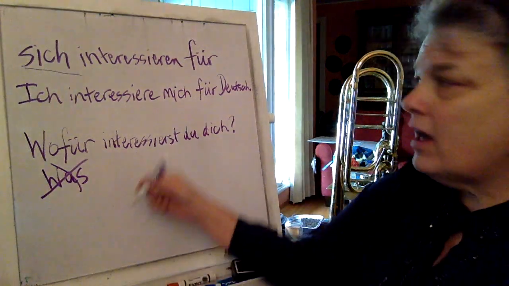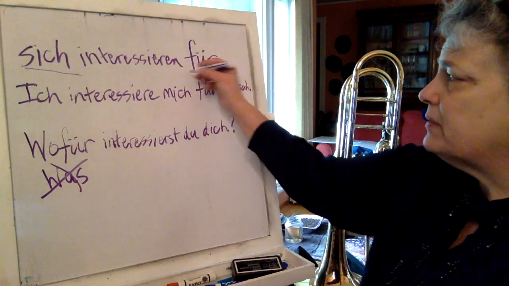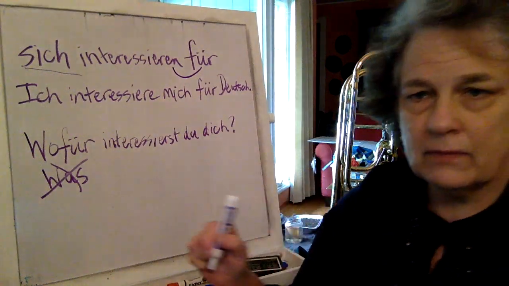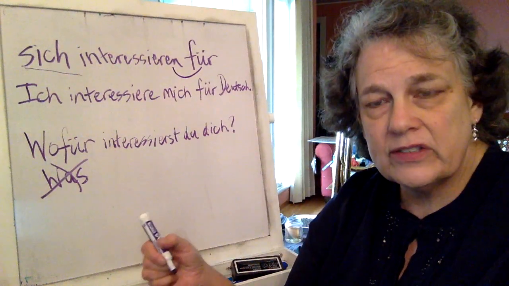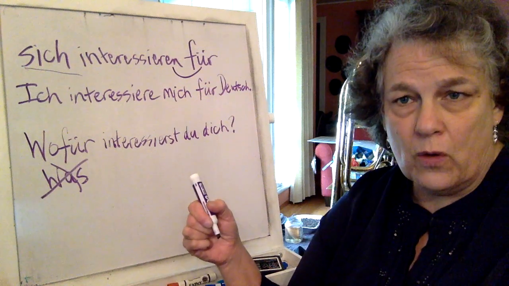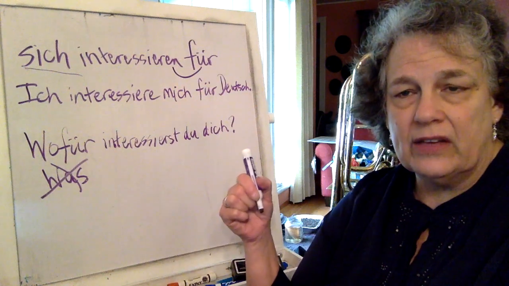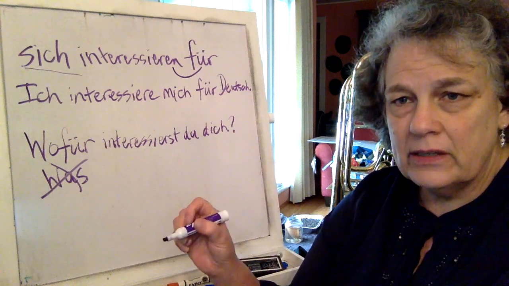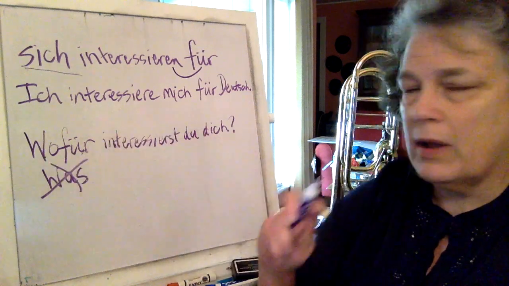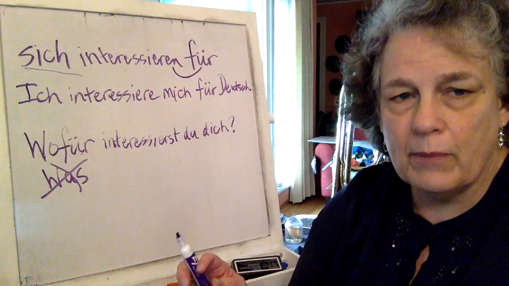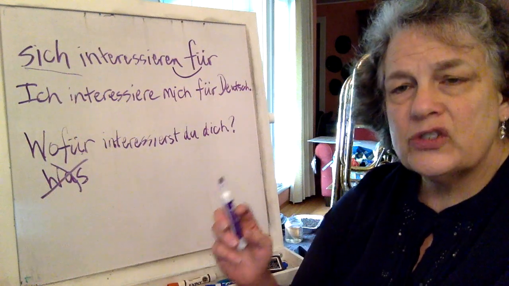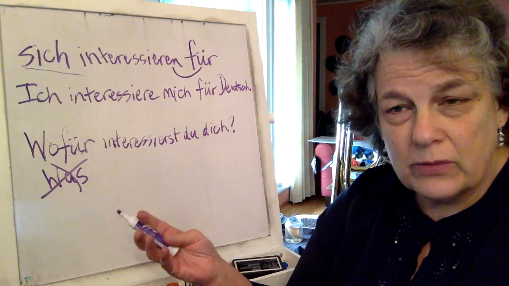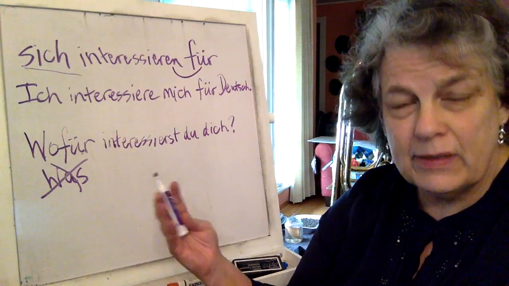When you have a verb that has a preposition attached to it, you can't say was, even though you want to say, what are you interested in? What are you waiting for? What do you believe in? All of those verbs that have a preposition, the way you say what is you attach wo to the preposition. It's called a wo compound. It doesn't mean where. It looks like it means where. Sorry, it doesn't. It means what.